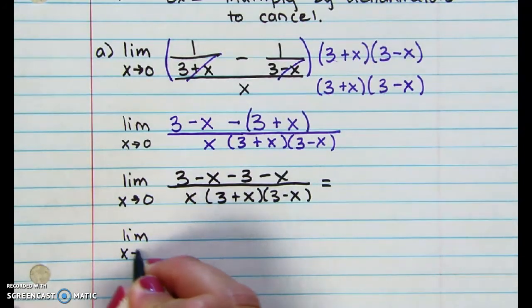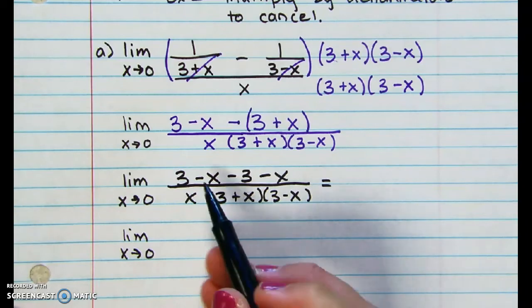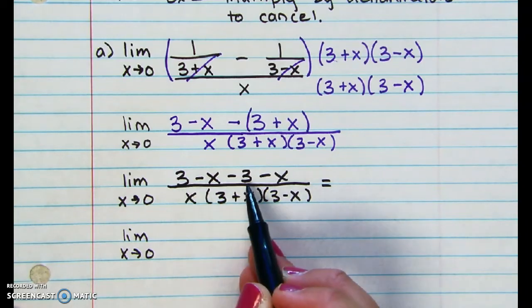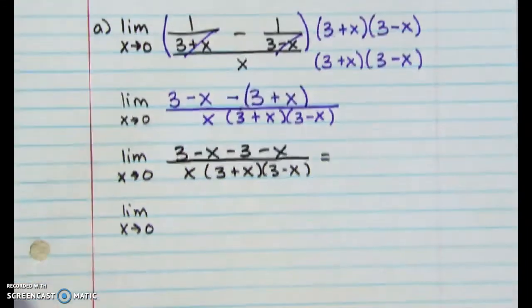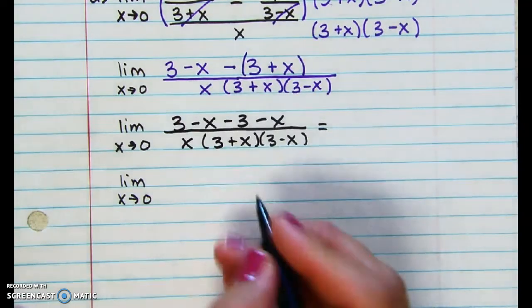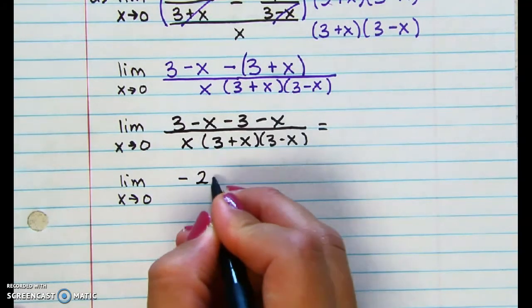I probably could have done that in one step. What happens to the 3's? 3 minus 3 is 0. But what about the x's? Negative 2x.